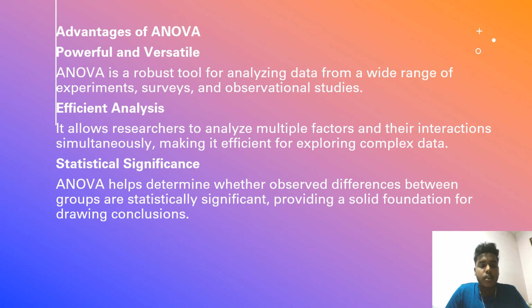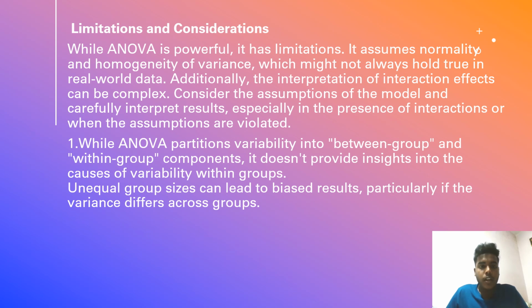Statistical efficiency. ANOVA helps determine whether observed differences between groups are statistically significant, providing a solid foundation for drawing conclusions. Limitations and considerations. While ANOVA is powerful, it has limitations. It assumes normality and homogeneity of variance, which might not always hold true in real world data. Additionally, the interpretation of interaction effects can be complex.